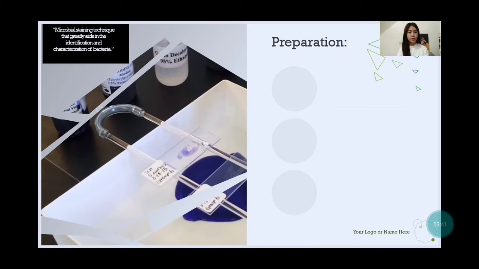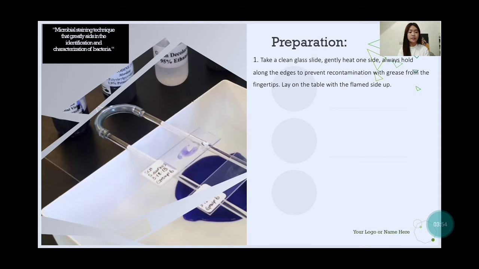Now I am going to elaborate the step-by-step process of preparation and procedure of Gram staining. I'm going to start with the preparation. First, take a clean glass slide and gently heat one side. Always remember to hold it along the edges to prevent recontamination with grease from our fingertips. Then lay it on the table with the flame side up.